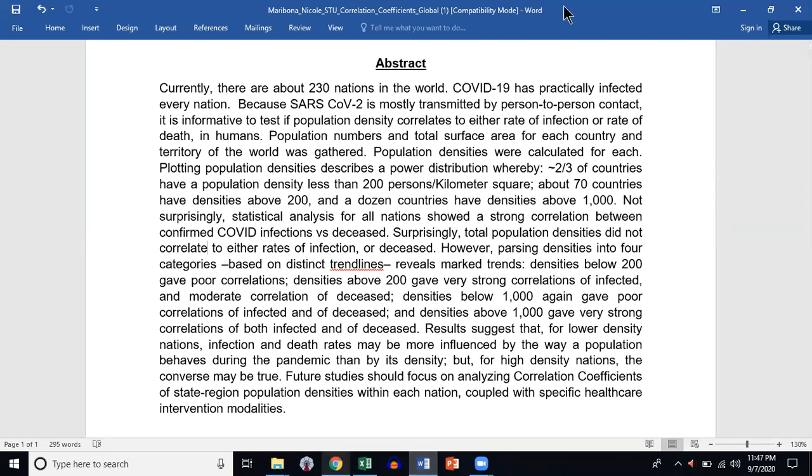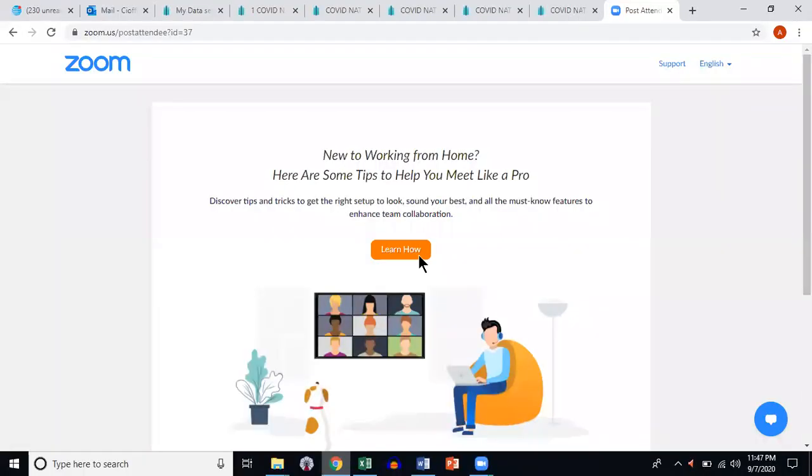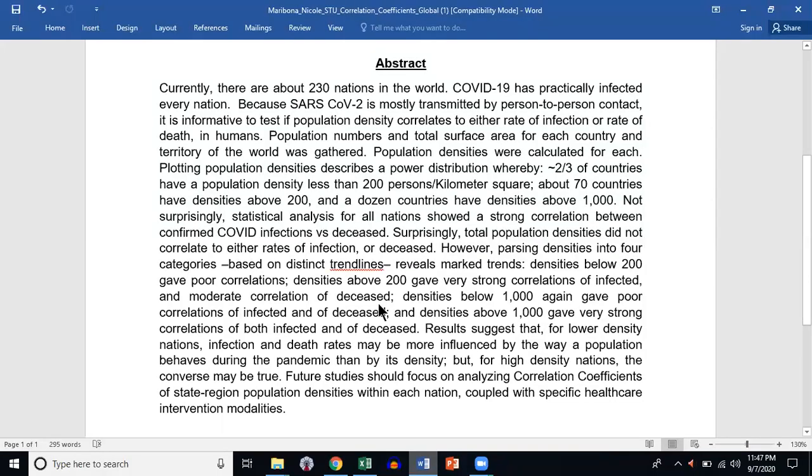Let's go back here to StatCrunch for a moment. While that loads up, I'm going to point out on the abstract, the first correlation that we looked at was between infected people and deceased people. The intuition is to expect a strong correlation between these two, because the deceased were infected, they come from this larger group of infected people, confirmed infections, and these are deaths from the COVID virus.